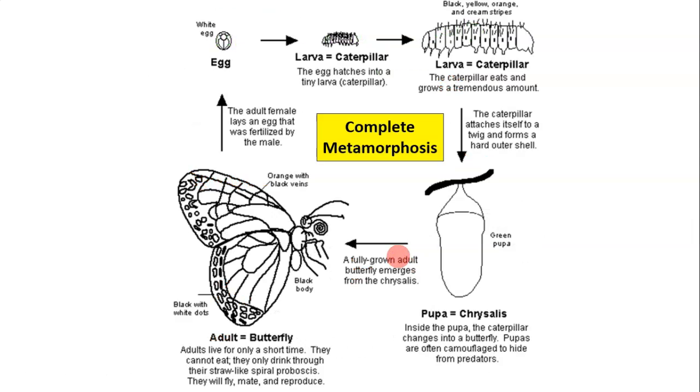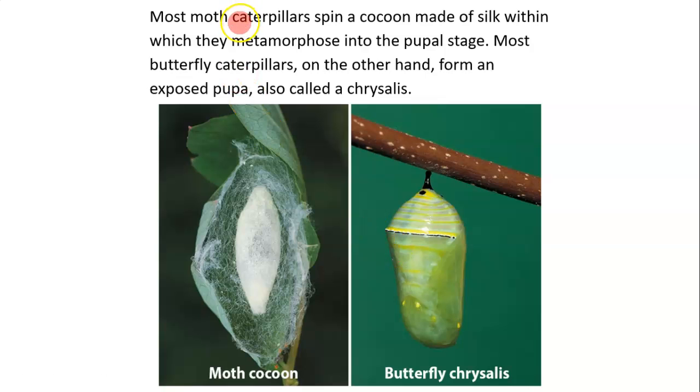Okay? And this is just a diagram showing that in a little bit more detail. Now, moths and butterflies are a little bit different. Most moth caterpillars spin a cocoon made of silk within which they metamorphose into a pupal stage. Most butterfly caterpillars, on the other hand, form an exposed pupa, which we call a chrysalis. So here's a butterfly chrysalis, not enclosed in silk, and here is a moth cocoon made out of silk.